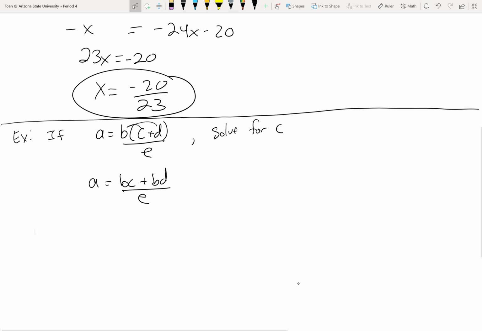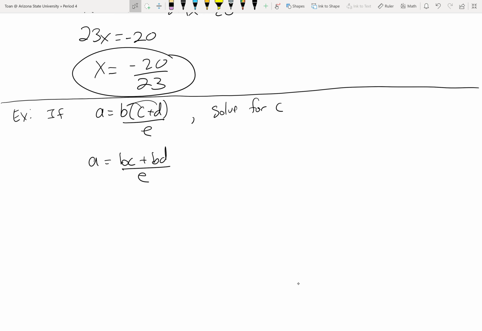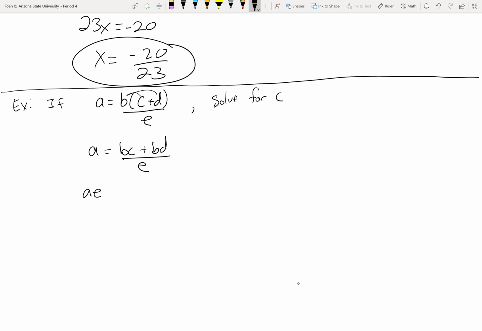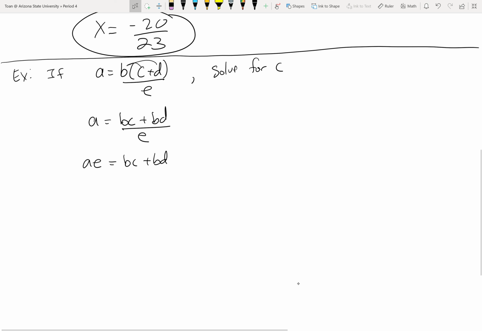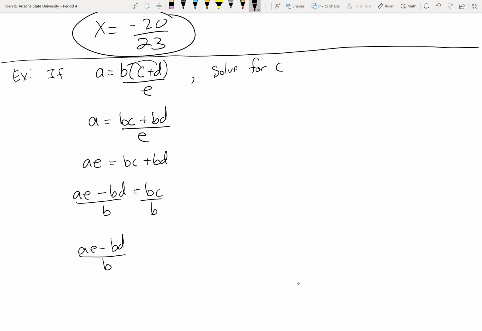I'm solving for C, so I see a fraction. So I'm going to get rid of the fraction by multiplying both sides by E. That gives me AE equals BC plus BD. I'm told to solve for C. So anything that does not have a C in it, like the BD, I'm going to get rid of. So I'm going to subtract him. Inverse operations. AE minus BD equals BC. And last, to solve for C, I got to get rid of that B. So I'm going to divide both sides by B. So AE minus BD over B equals C. What an ugly answer. But the question says solve for C. C is by itself. Boom. That's it. You're done.